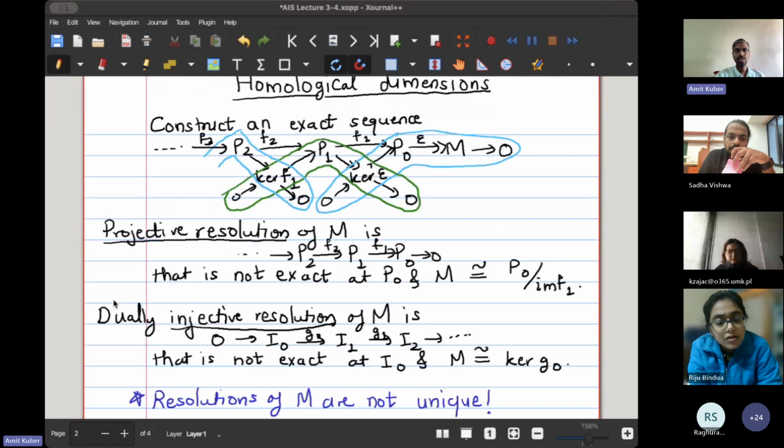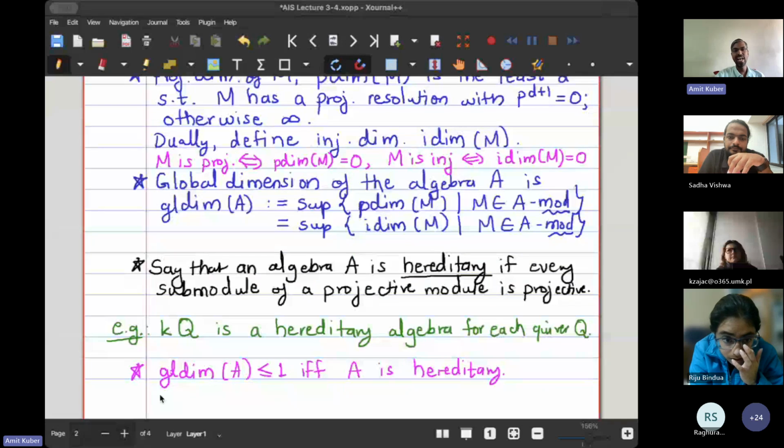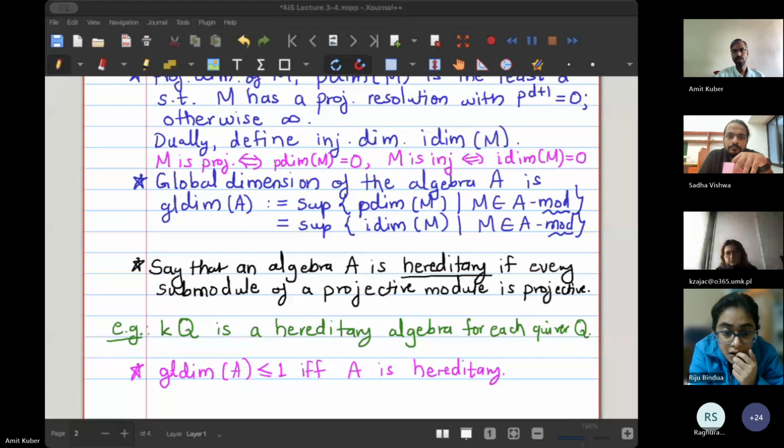Okay, so now this is the result that I have written. So global dimension of an algebra is at most 1 if and only if the algebra is hereditary. Even the converse can be shown because the converse precisely says the reverse thing, that a submodule of a projective is projective.